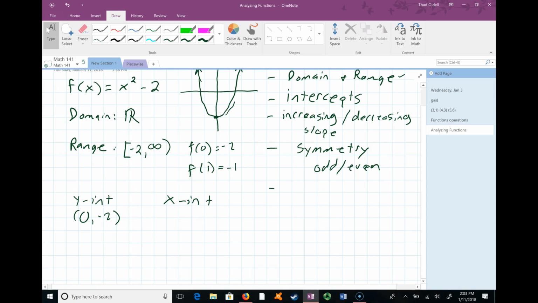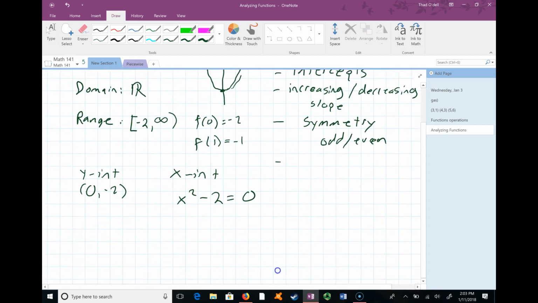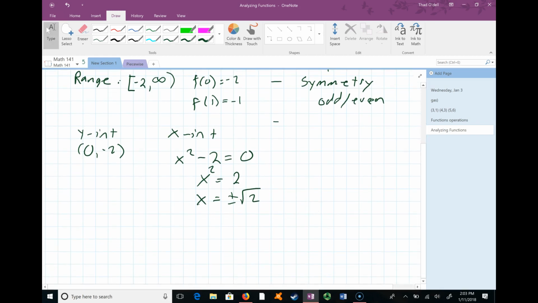Since I'm looking for the x-intercept here, I'm going to take x squared minus 2, and I want to know when that is equal to 0. Again, because if y is equal to 0, you're sitting on the x-axis. So x squared is equal to 2, which means x is equal to plus or minus the square root of 2. So the x-intercepts would be square root of 2, 0, and negative square root of 2, 0.